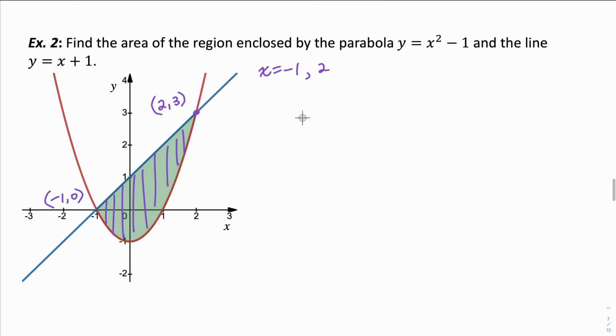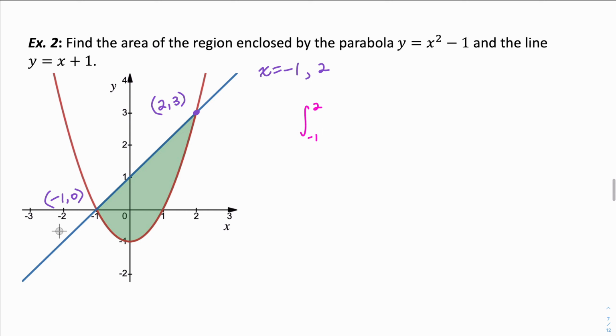So you can see this entire region is enclosed between these two curves, so we don't have to specify specific x values. Now that's not to say that we couldn't. Maybe we just wanted to know the area between here and here. You could do that. If we wanted to just know this area, you just go from 0 to 1. But in this case, they want the entire region enclosed by these two curves. So we're going to go from negative 1 to 2.